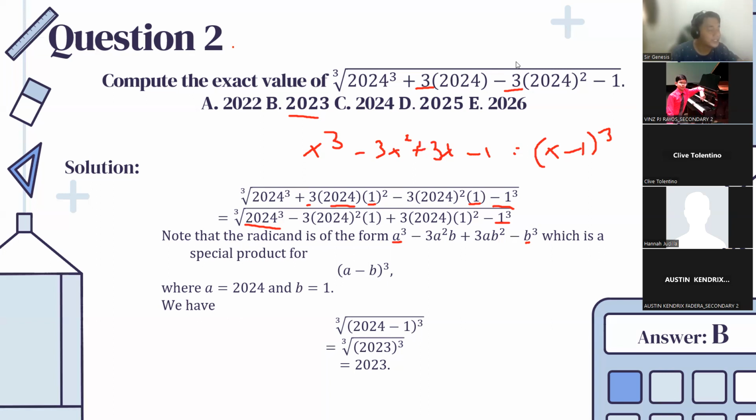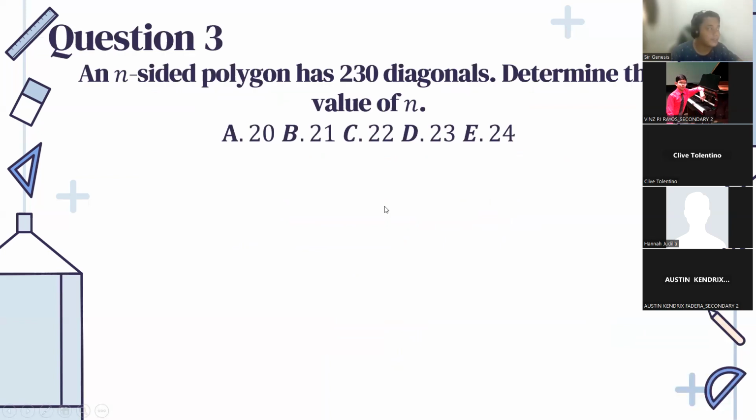So that's it for number 2. Let's proceed to number 3. An n-sided polygon has 230 diagonals. Determine the value of n.